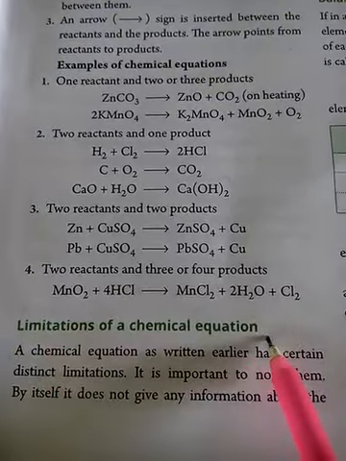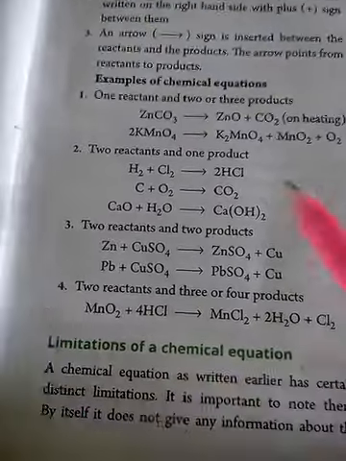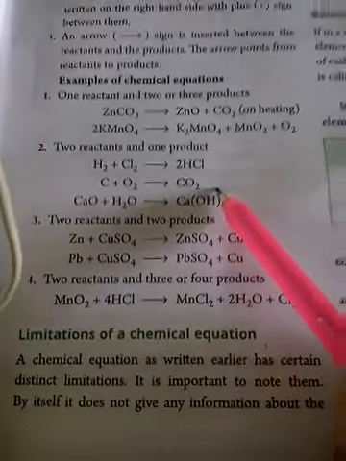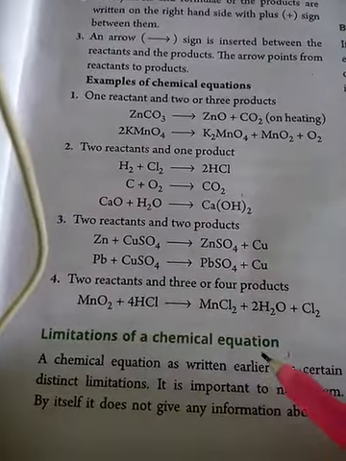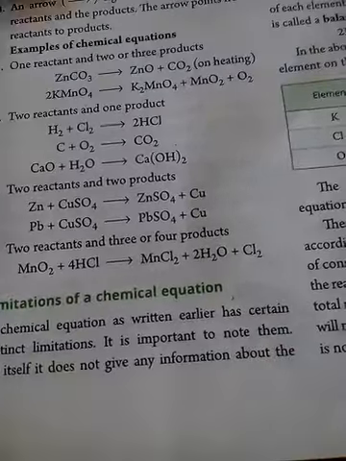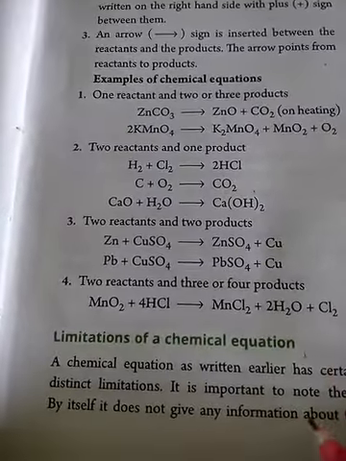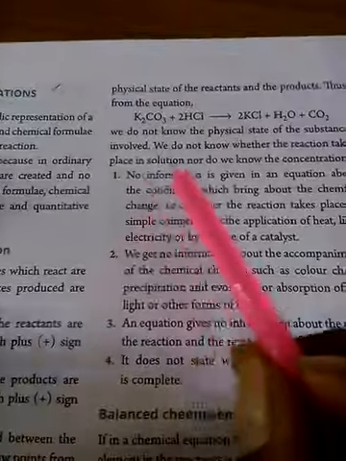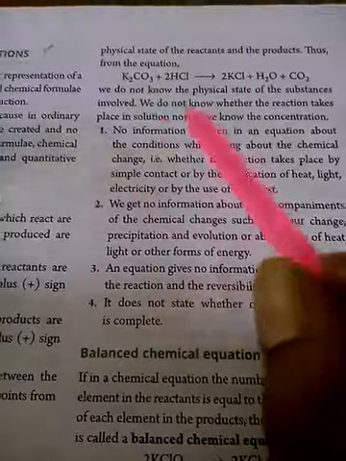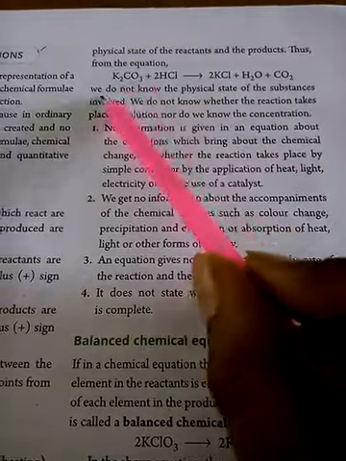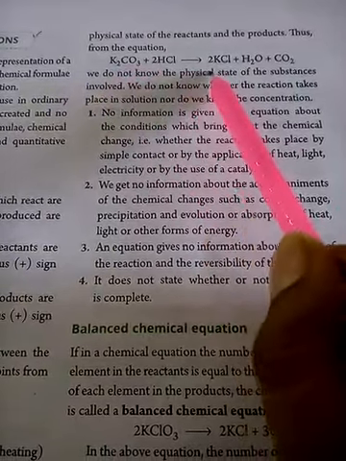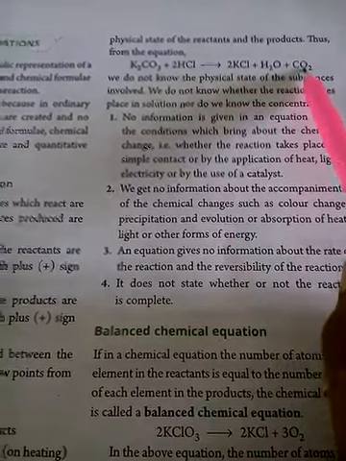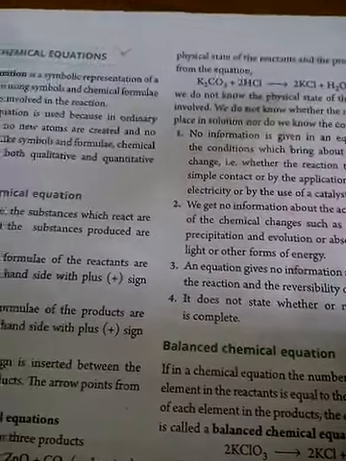Now what are the limitations of a chemical equation? There are some limitations of the chemical equation, but nowadays we have already tried to overcome those limitations by providing more and more information in the chemical equation. But let us go through the limitations. First, no information is given. Let us imagine this equation: K2CO3 plus 2HCl produces 2KCl plus H2O plus CO2. Now what information is lacking in this?